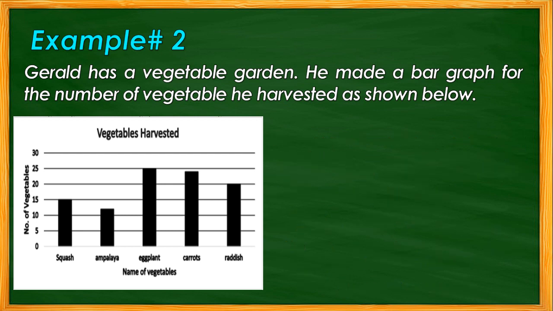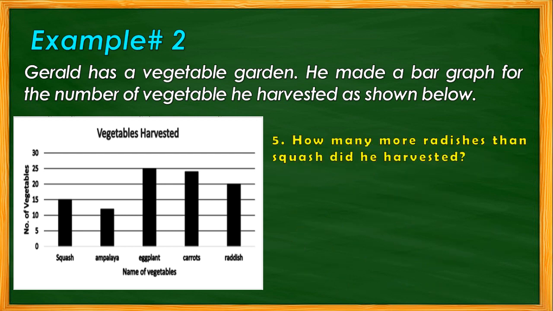Now, let's proceed to question number 5. How many more radishes than squash did he harvest? Now, we have radish, this would be 20, subtracted by squash, this would be 15. So the answer would be 5 radishes. So that would be example number 2.